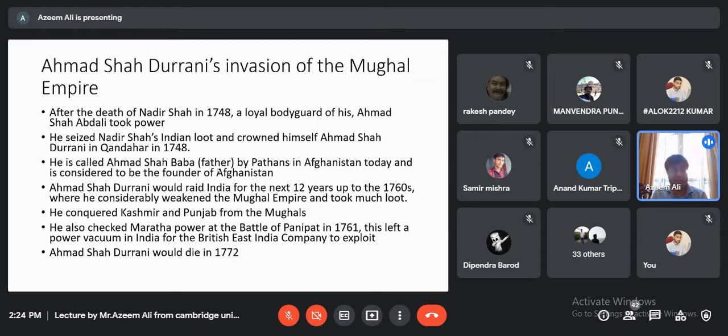In India, he's remembered for the series of raids that he launched during the first 12 years of his reign after the 1760s, which considerably weakened the Mughal Empire. He took away a lot of loot, just like Nadir Shah had done. He also conquered Kashmir and Punjab from the Mughals. And he also checked Maratha power, at the Battle of Panipat in 1761. This left a power vacuum in India for the British East India Company to exploit. Ahmad Shah Durrani would die in 1772 after a long military career and a series of raids in India.